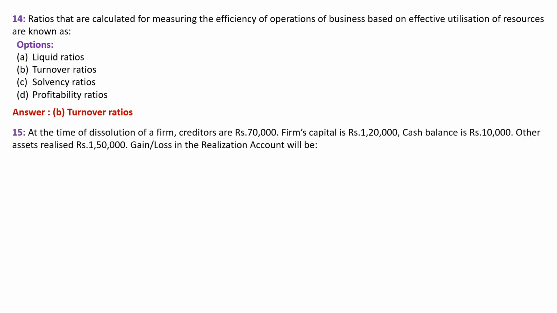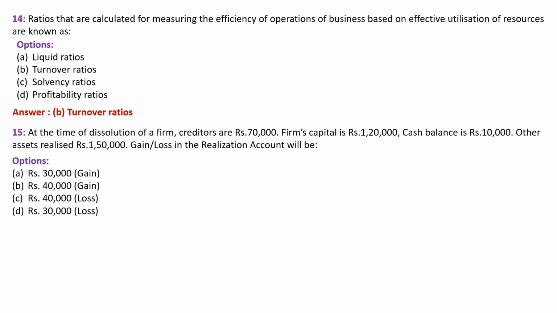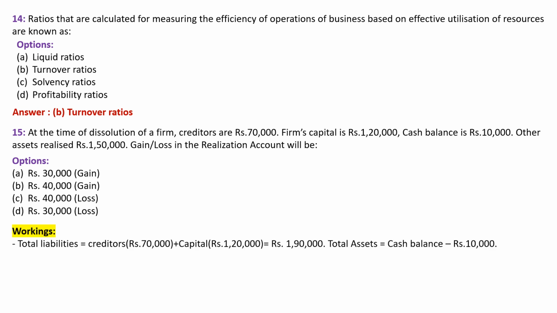Question number 15. At the time of dissolution of a firm, creditors are rupees 70,000. Firm's capital was 1,20,000. Cash balance 10,000. Other assets realized 1,50,000. Gain or loss in the realization account will be. You have option A 30,000 gain, B 40,000 gain, C 40,000 loss, and D 30,000 loss. So let's do the working here quickly. The total liability is creditors 70,000 plus capital 1,20,000. Hence the total liability is 1,90,000.